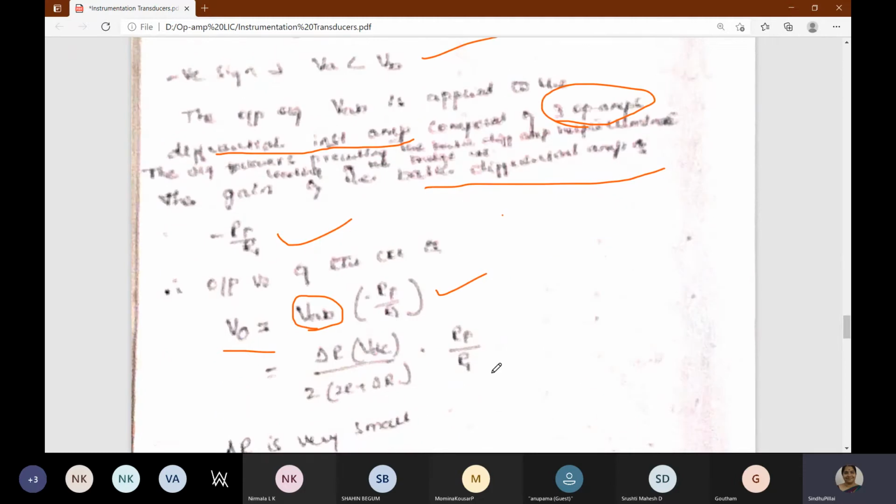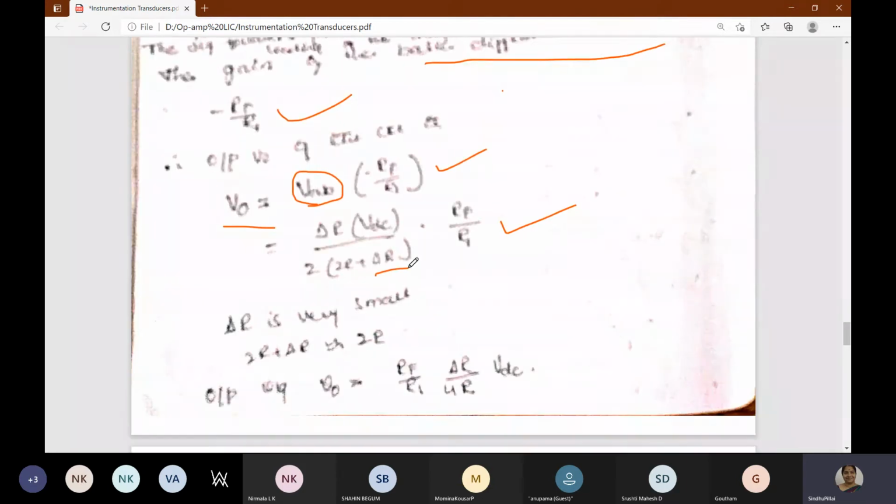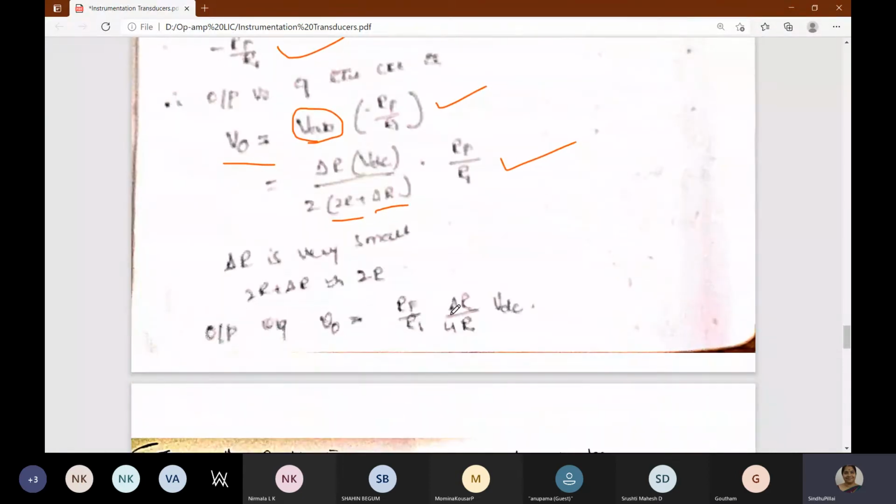See here, delta R is a very small change, and that is in the denominator, not the numerator. When we compare it with 2R, delta R is very small, so we can neglect it and take it as nearly equal to 2R. So 2 twos are 4, it becomes 4R. RF by R1 is the gain. Delta R divided by 4R into VDC is the output voltage.